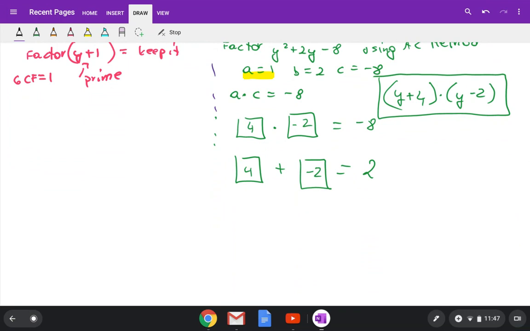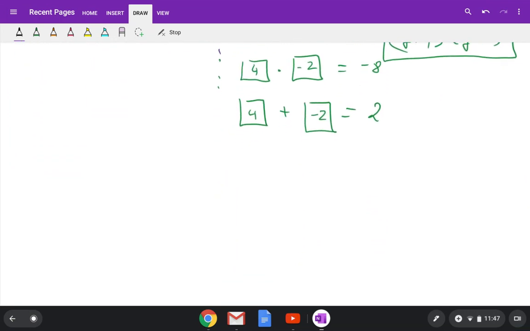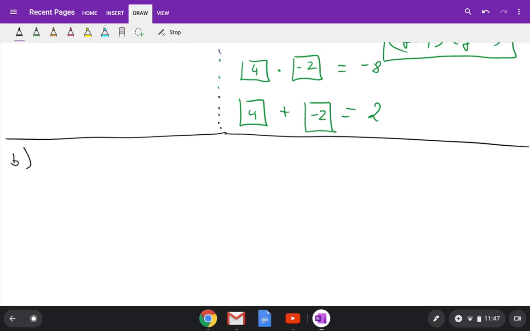Okay, let's do more. Let's do B. So here, example B, we have 4x squared minus 9 over 2x squared minus x minus 3 divided by 20x plus 30 over x squared plus 7x plus 6.